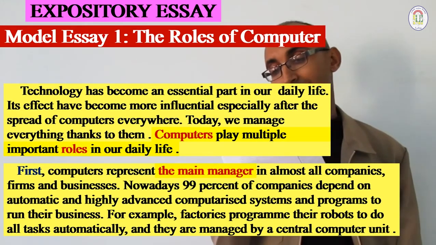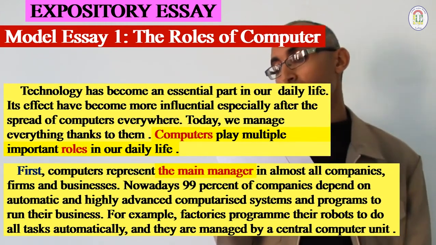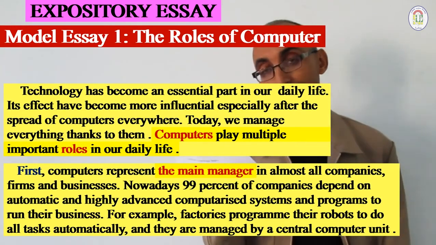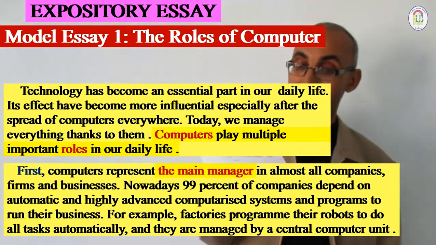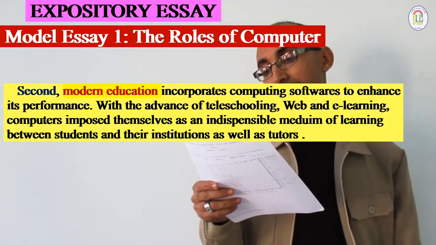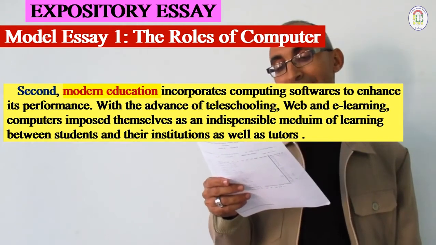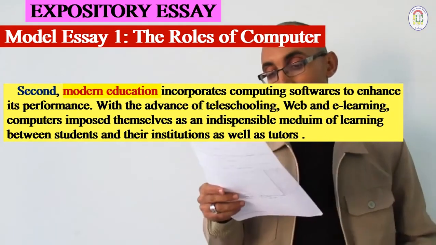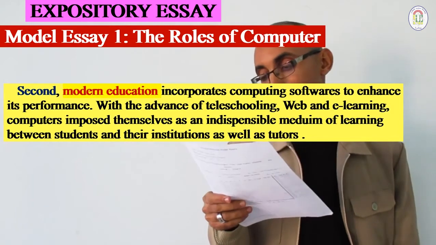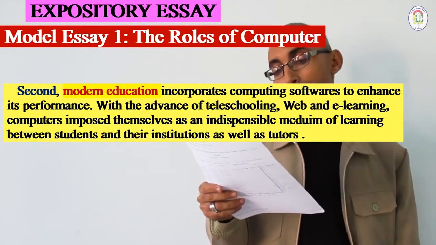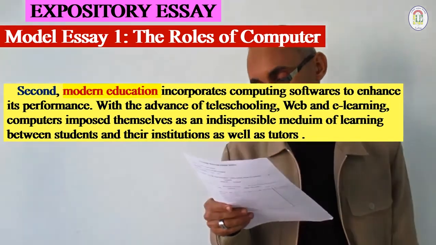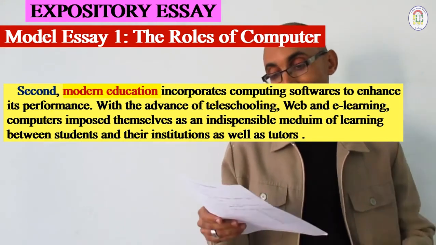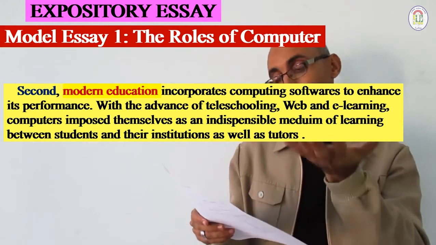Factories program their robots to do all their tasks automatically, and they are managed by a central computer unit. You see. Now, second main idea: modern education integrates computing software to enhance its performance. Second role is to improve education. With the advance of technology, schooling, web and e-learning, the computers impose themselves as an indispensable medium of learning between students and their institutions and the tutors. Here, second main idea and its explanation in the next sentences.